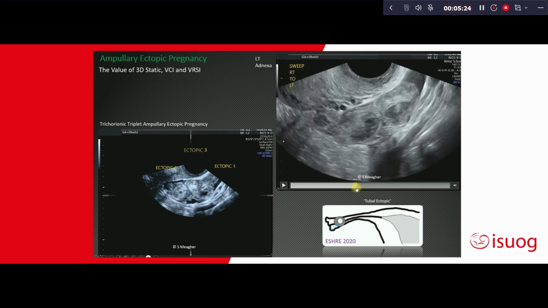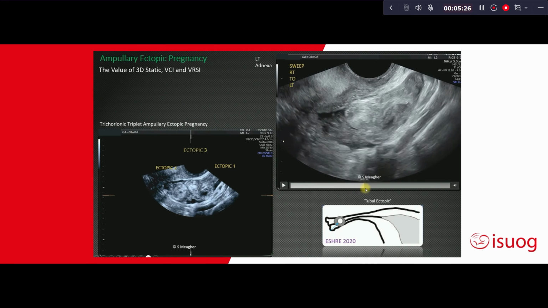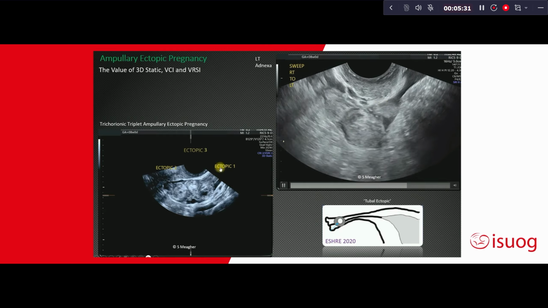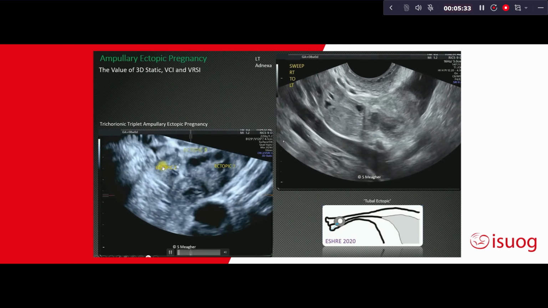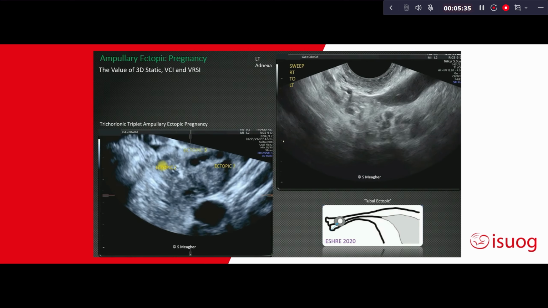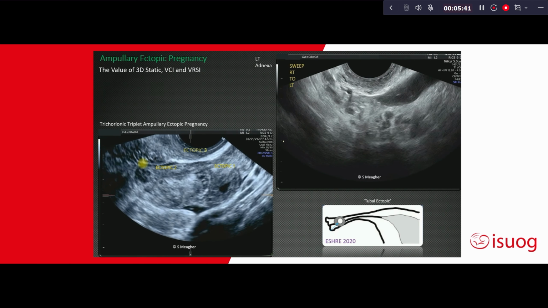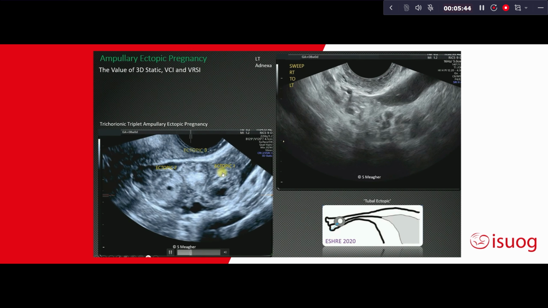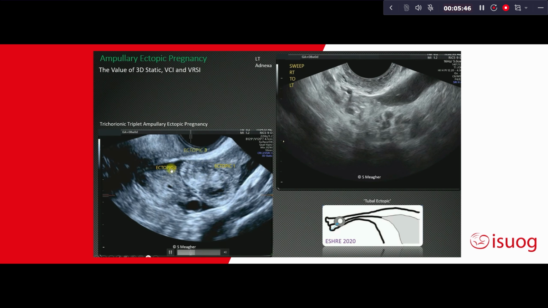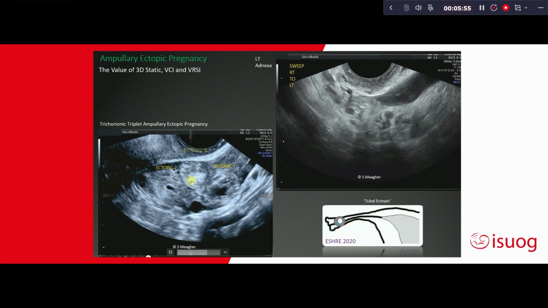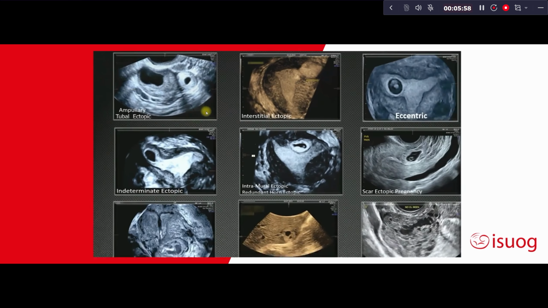When you sweep out to the pelvic side wall, you see a grossly enlarged and edematous fallopian tube. It's hard to work out exactly what is going on in this patient. However, when you take a 3D volume, and this patient is 8 weeks and 3 days of gestation with pain, bleeding, and slowly rising HCG, you now begin to appreciate that there are in fact 3 gestation sacs. In fact, this is a trichorionic triplet ectopic pregnancy in a fallopian tube. Again, it only became possible to realize this on a 3D volume acquisition.